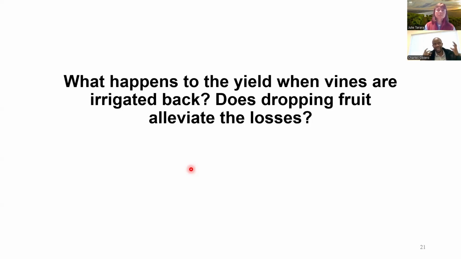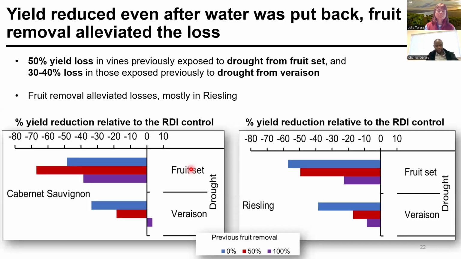So what are they going to compensate? Is dropping fruit going to compensate for the lost yields in the previous seasons, or what is going to happen? That is the question that I was trying to address. And what I found was the yield was actually impacted even after water was put back. Fruit removal alleviated the loss a little bit, but that is something up for discussion.